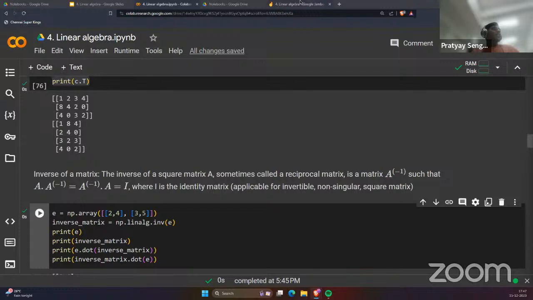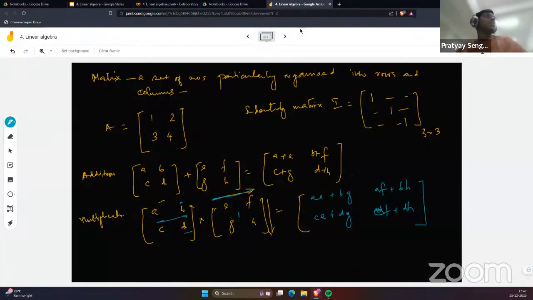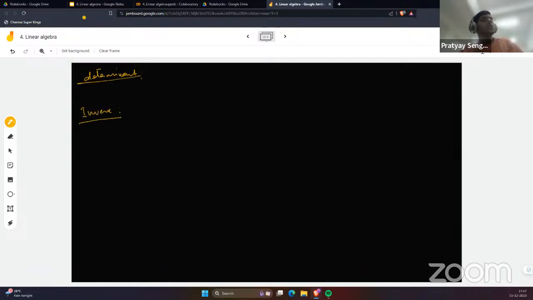So just to give a brief again of these things, I have shown you the multiplication, and the identity matrix also you have seen. So determinant, most of you know, so I'll just briefly tell. We also have an inverse. We have seen the inverse of a matrix also.